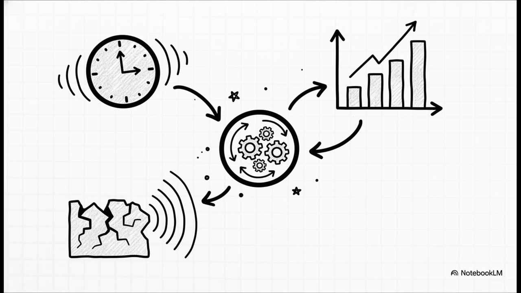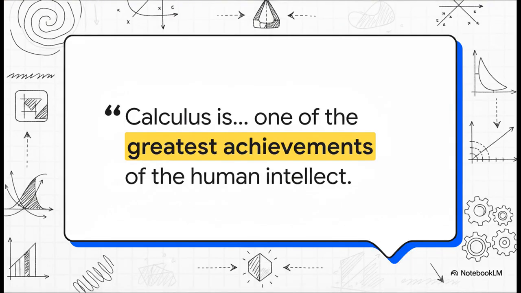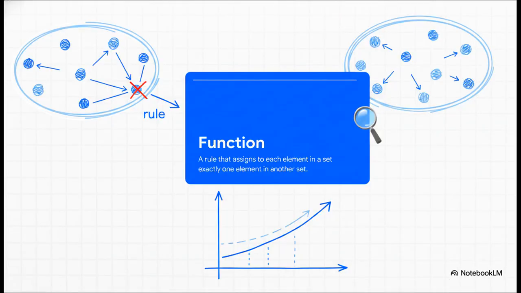quantity to another. The renowned mathematician James Stewart actually talks about this in his textbook. He describes capturing this dynamic change as beautiful, calling calculus one of the greatest achievements of the human intellect. And honestly, I totally agree. But to actually appreciate that beauty and do the actual math, we need a highly disciplined tool to represent these relationships. And that fundamental tool is the function.